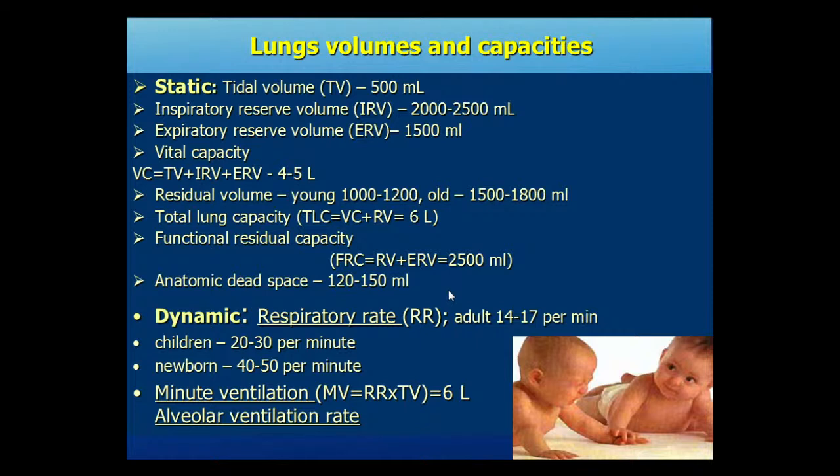In order to estimate this process of respiration, I mean external respiration or ventilation of the lungs, we use some methods, and we can describe this process by some volumes and capacities of the lungs. We can divide these volumes and capacities into two groups: static volumes and dynamic volumes. Static volume means that this volume of the lungs is not related to respiration. It's only the volume of the pulmonary system. Dynamic volumes give us information about the process of respiration. That's why we call them dynamic volumes.